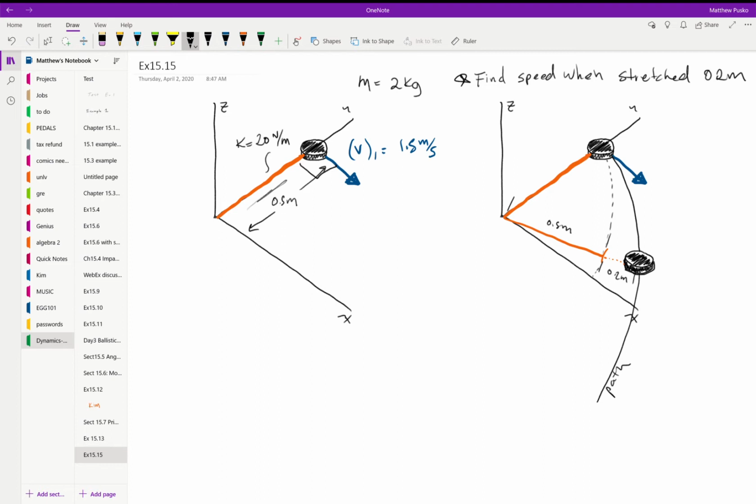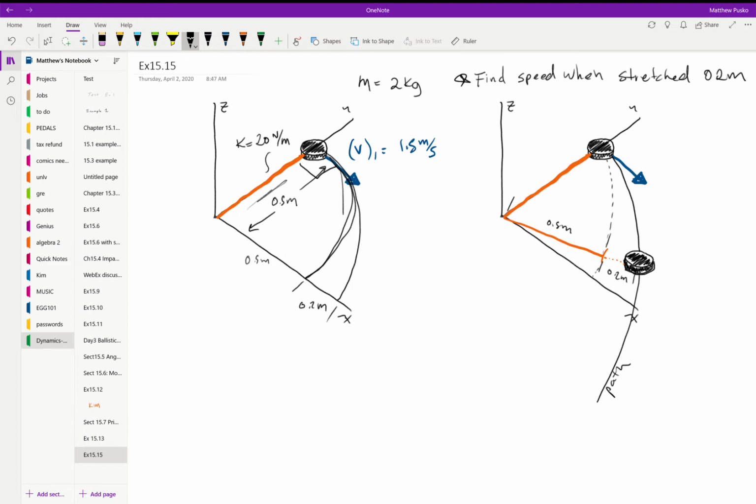So we got to think about what's going on, right? If this did not stretch, it would make a nice circular path where this was also 0.5 meters. But it's got some stretchability to it, so that path is actually going to get longer and longer until some equilibrium point, which we're not at yet. So they want us to know when this stretch is 0.2 meters.